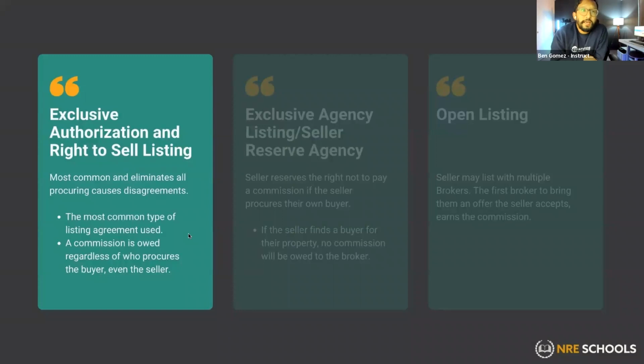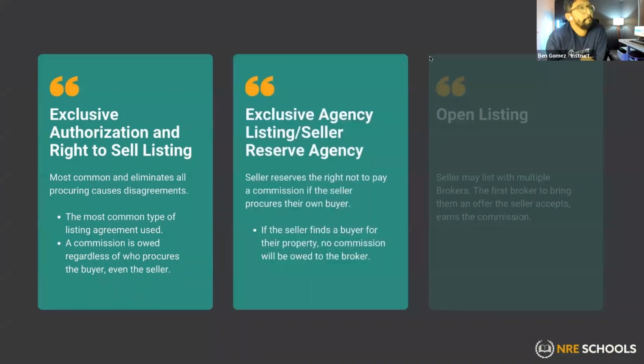So in this case, if Michelle says, hey, Ben, I'm hiring you to sell my property. Oh, by the way, Ben, my sister wants to buy the property. You still owe the full commission, because it doesn't matter who procures the buyer. It doesn't matter who finds the buyer. I'm still owed a commission to facilitate the sale. That is the exclusive authorization and right to sell listing.